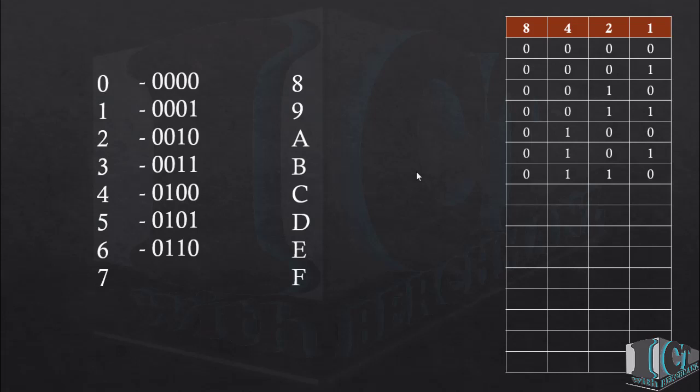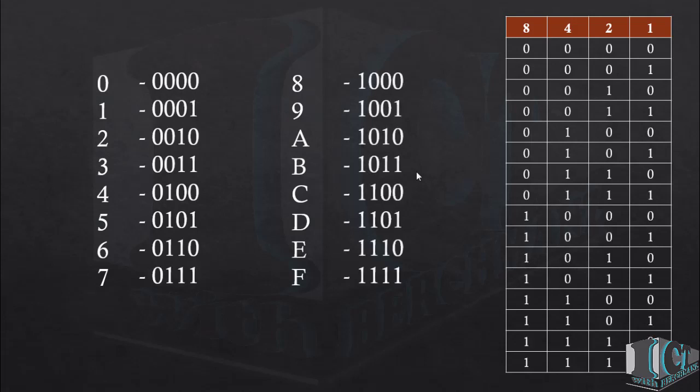So to get all these values, we need to add these numbers up, and to get all the rest of the values, we can add these numbers. Now you can see for 7, I have all 3 ones here, 4 plus 2 plus 1. For 8, 8 will be 1, the rest will be 0. 9 is 8 plus 1, and so on and so forth. I can fill the whole table and get the corresponding binary values for all these hexadecimal values.